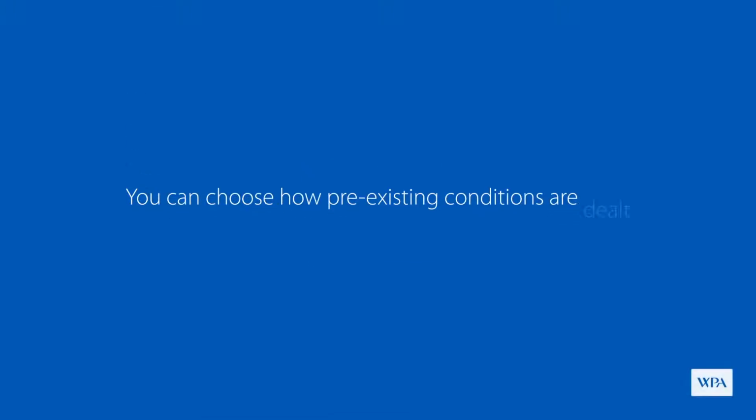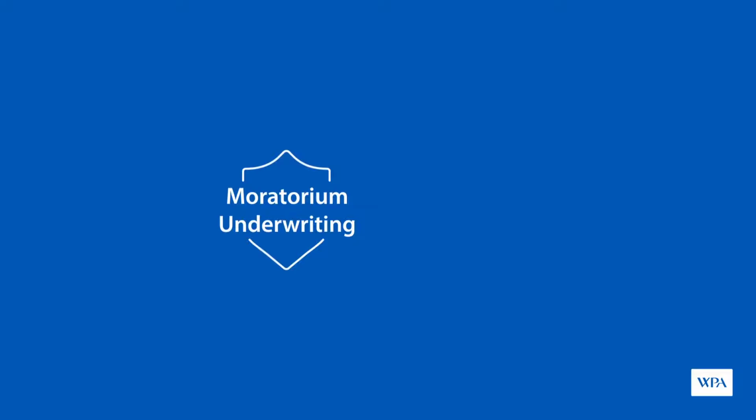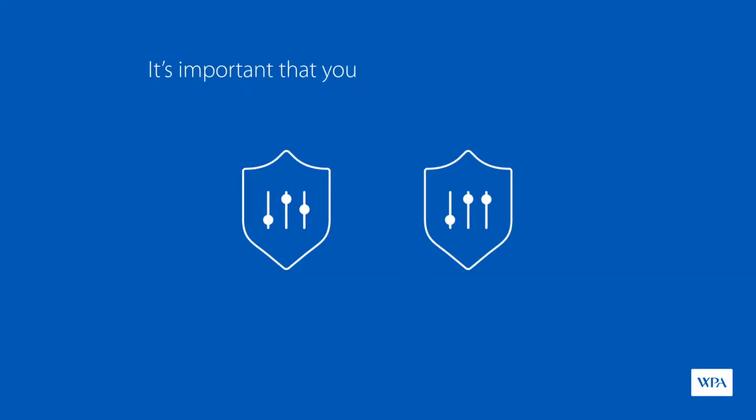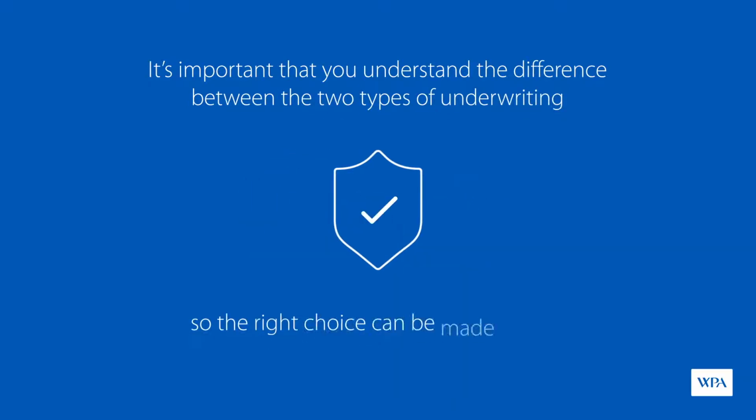When you join WPA, you can choose how pre-existing conditions are dealt with by selecting how you are underwritten. You'll have the choice of either moratorium underwriting or full medical underwriting. It's important that you understand the difference between the two types of underwriting so the right choice can be made for you and anyone else on your cover.